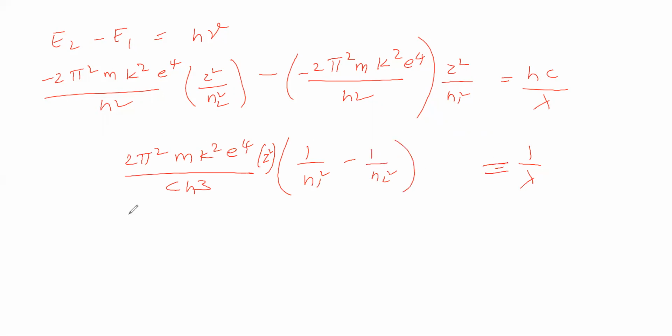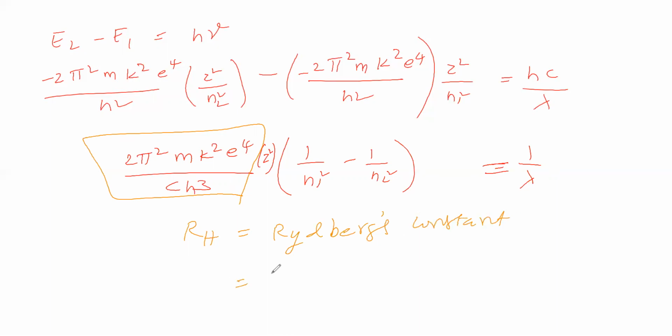Okay, so this part is called RH, Rydberg's constant, we said. This is equal to 1.1 into 10 to the power of 7 per meter, otherwise 109867 per centimeter. It is a wave number, so the unit is per centimeter. So here ch cube is there, RH is equal to 2 pi square m k square e power 4 by ch cube; it is called RH.